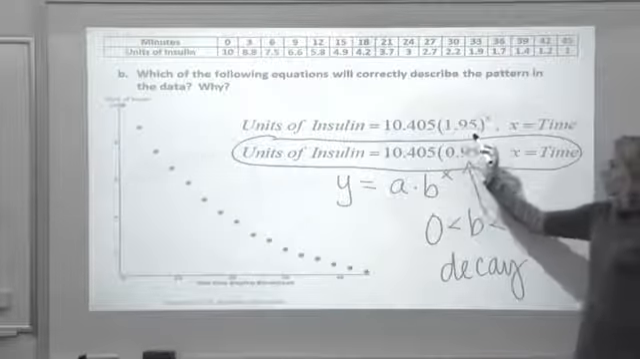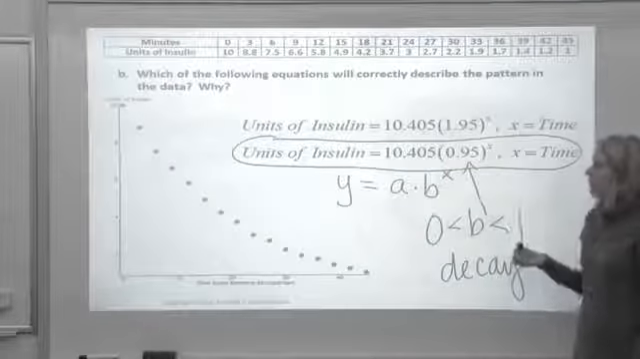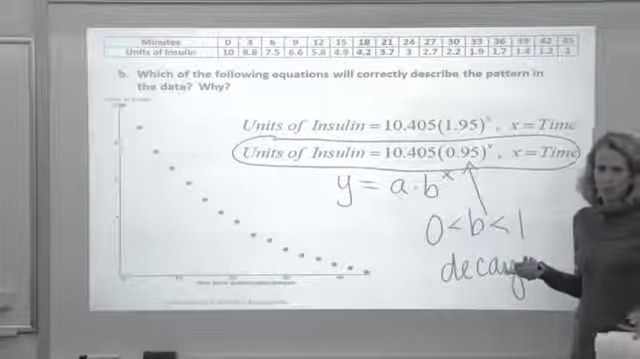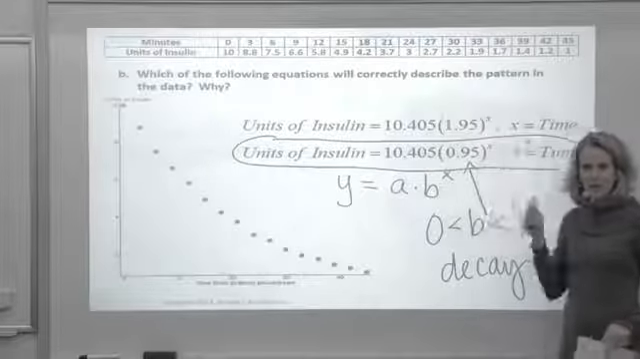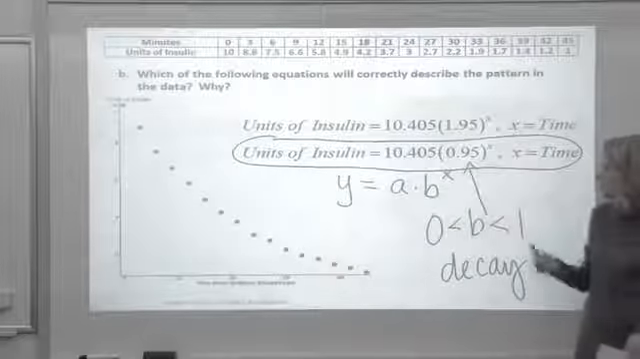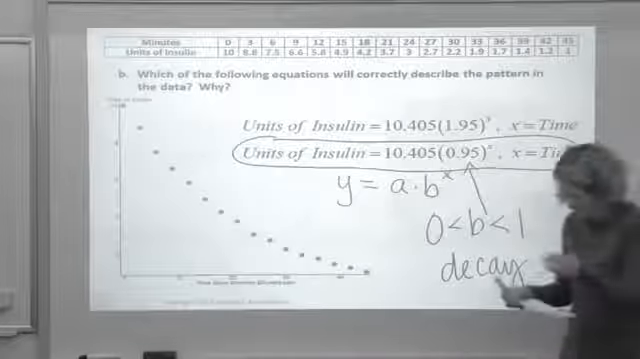This would be an example of an exponential growth equation, and that certainly is not appropriate. You know, you get your shot of insulin, the level of insulin goes up and up and up over time. That doesn't make any sense. It's going to decrease over time. So second one.